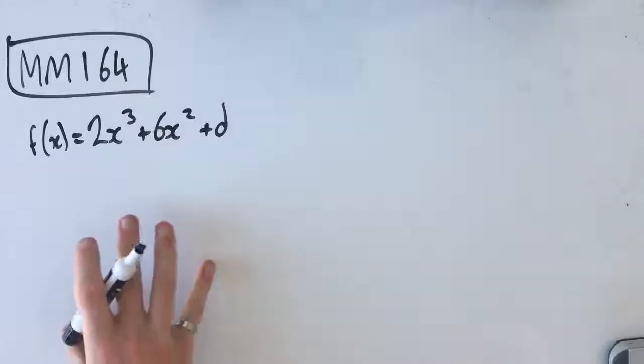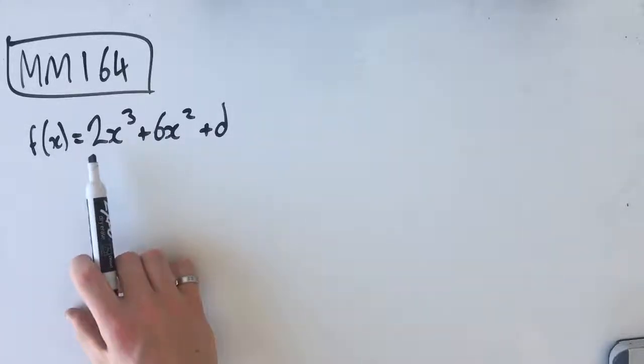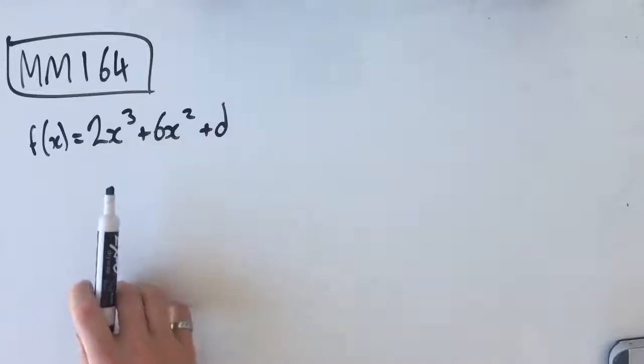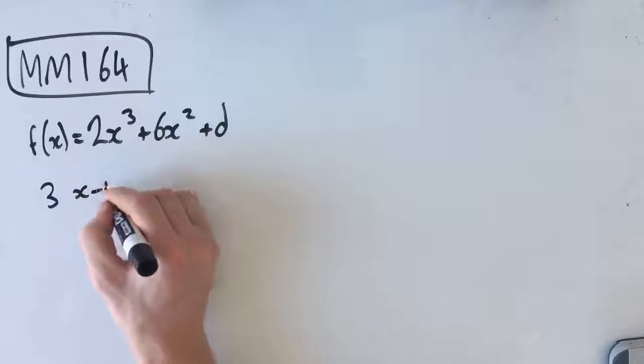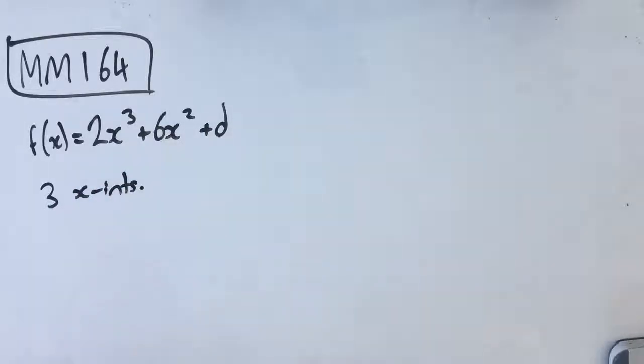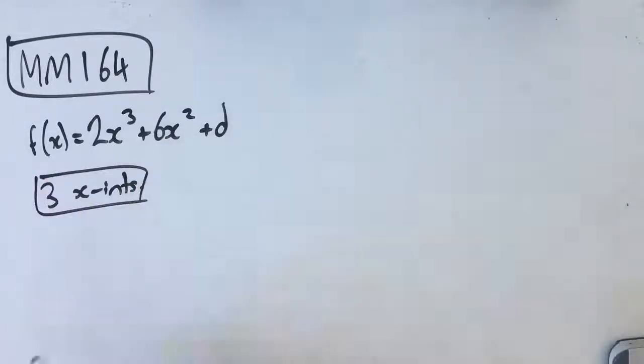Now we've got this question that says a graph with a rule f of x equals 2x cubed plus 6x squared plus d, where d is a real number, has three distinct x-intercepts, and we need to find the set of all possible values of d. So this is our big, I wouldn't say giveaway, but this is the key to our question.